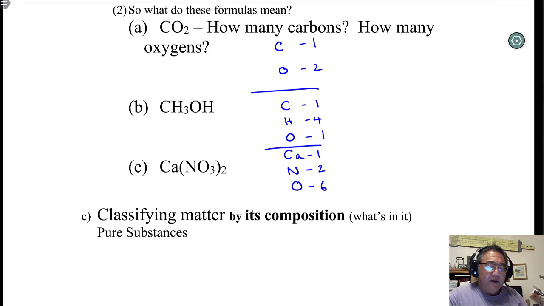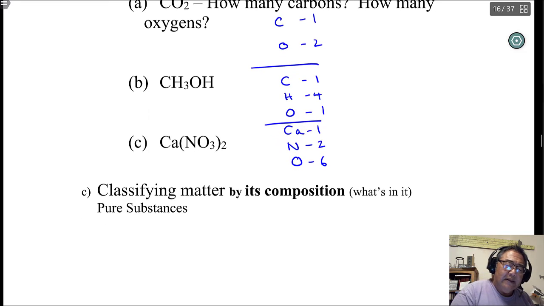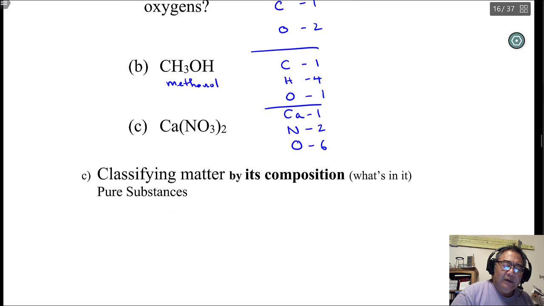So this is what we ended up with from the chemical formula. In CO2, there's 1 carbon and 2 oxygens. For methanol, this is actually the compound methanol. It comes from heating wood, so it's often called wood alcohol. But methanol has 1 carbon, 4 hydrogens, because you combine these 2, right?